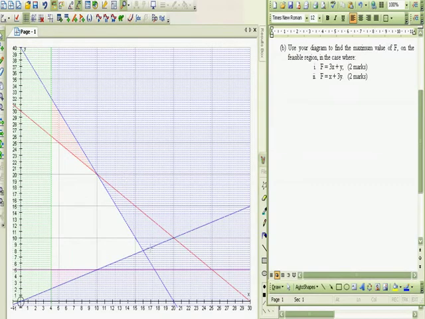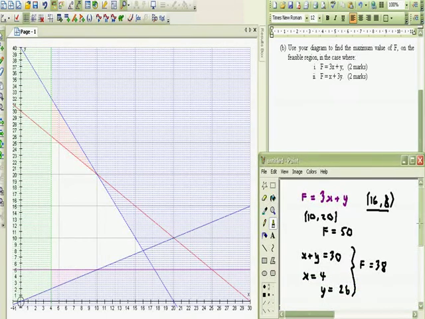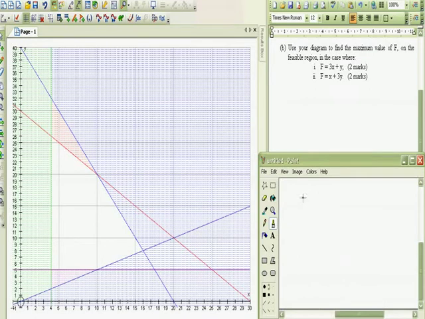So the 3x plus y. Let's consider 3x plus y, and that is equal to some number, so let's say that's k. If we rearrange this, y is equal to k minus 3x. So that is a straight line. It has gradient of minus 3, so that's quite steep.